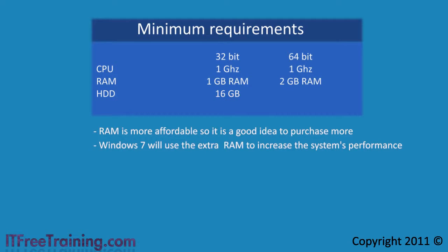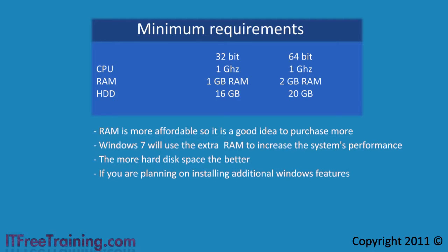You will need 16 GB of free space to install the 32-bit version and 20 GB of free space for the 64-bit version. As with the RAM, the more hard disk space, the better. These figures are only for the base install. If you are planning on installing additional Windows features, the amount of hard disk space that you require will increase.